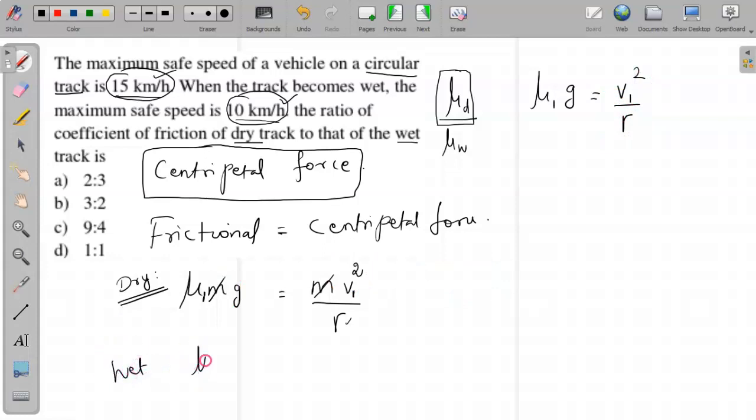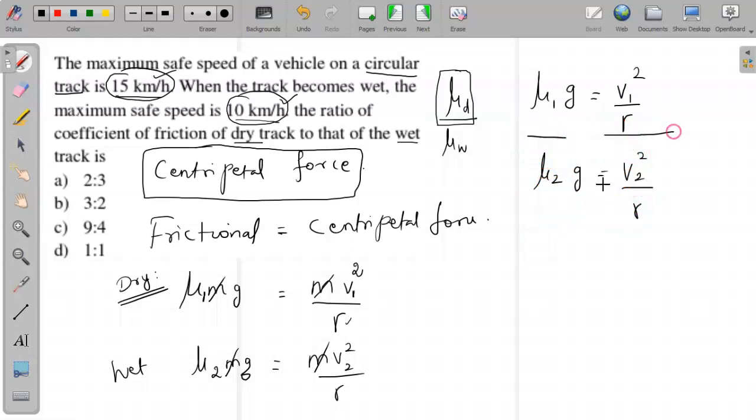We do the same for the wet track: mu2 mg is equal to m v2 square by r. Again, the mass of the car is cancelled, so we can write the remaining values. Now we can divide both. g is cancelled, the radius is cancelled, so we have this. Now we can plug in values.